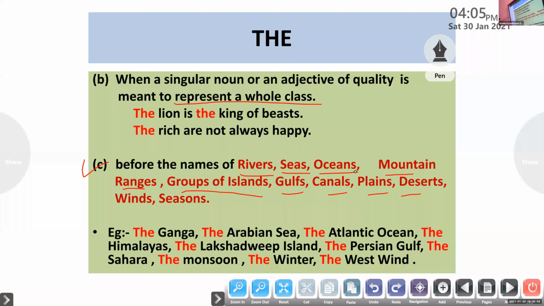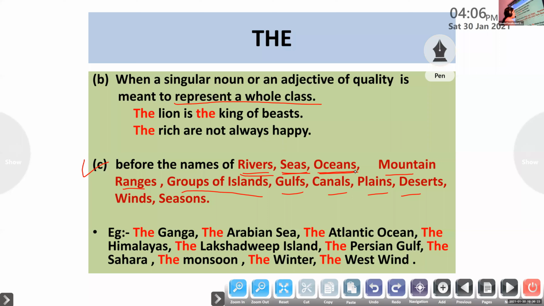See, we have to use the before the names of rivers, seas, oceans. Give me some examples of ocean names. Arctic Ocean. Four major oceans: Pacific, Arctic, the Indian Ocean. See, whenever you use oceans, you should say the before that. The Indian Ocean, the Pacific Ocean, the Arctic Ocean, and the last one, the Atlantic Ocean. Okay, mountain ranges, the Himalaya, the Alps.